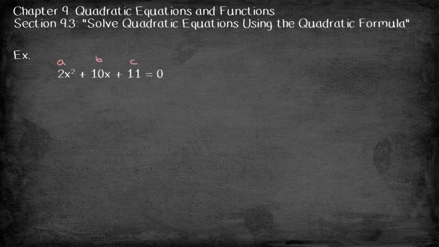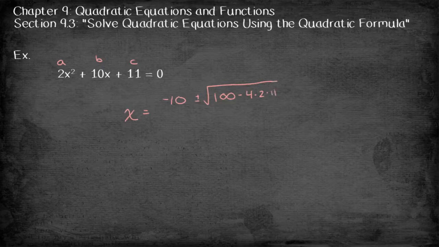So we just have to look at the coefficients in the constant term to determine what's a, what's b, and what's c, and then we just plug everything into the formula. Since b is 10, negative b would be negative 10, plus or minus the square root of b squared, which is 100, minus 4 times a, which is 2, times c, which is 11, all over 2 times 2.